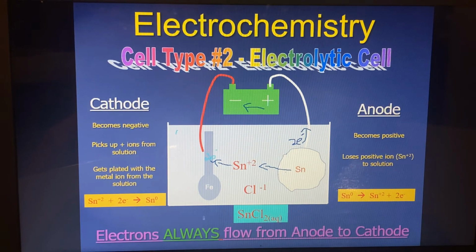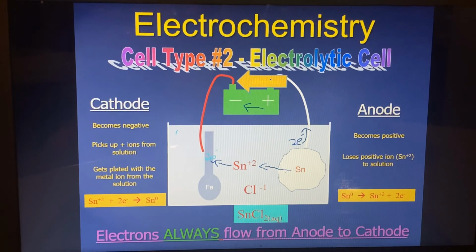Remember, electrons always flow from anode to cathode. That's the same in both voltaic and electrolytic cells. So electrons in a battery, or if it's a circuit that you plug into the wall, it doesn't matter. Same thing, it functions the same way. Electrons are going to flow from positive to negative, and that's how you determine in an electrolytic cell which one's the anode and which one's the cathode. The cathode's going to be the negative side. The anode's going to be the positive side. So that's, in a nutshell, electrolytic cells.